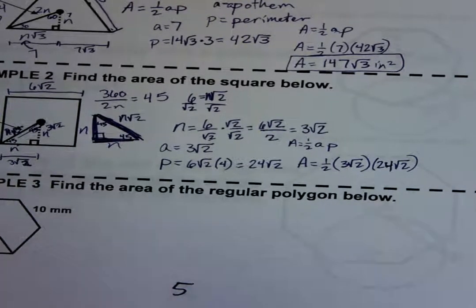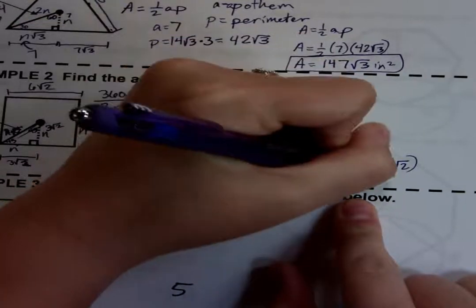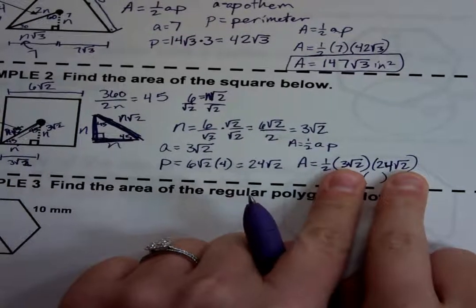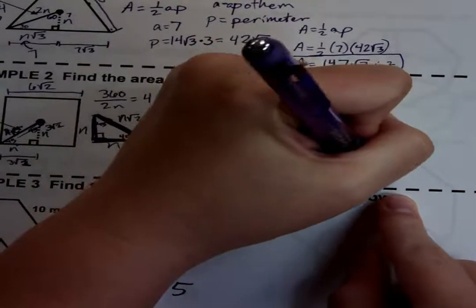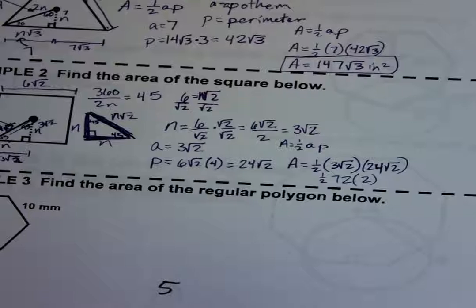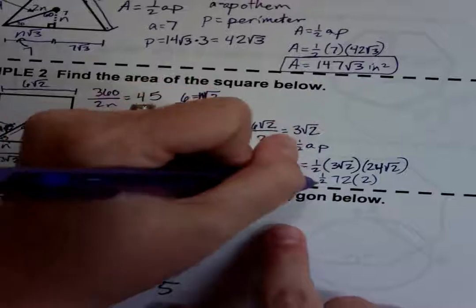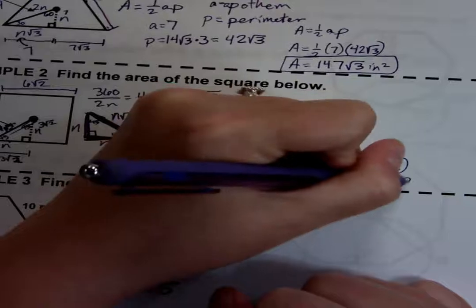Now, we got something weird. We've got 3 root 2 times 24 root 2. So when we multiply those together, the square root is actually going to disappear. So I'm going to multiply my whole numbers first. So 3 times 24 is 72. Then if I multiply my radicals, the square root of 2 times the square root of 2 is 2. And so we've got 1/2 times 72 times 2. So if you put all this in the calculator, you'll notice that this 2 and that 1/2 cancel out, so your final answer is 72.